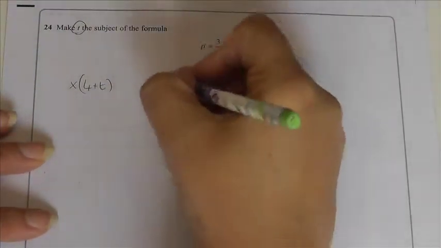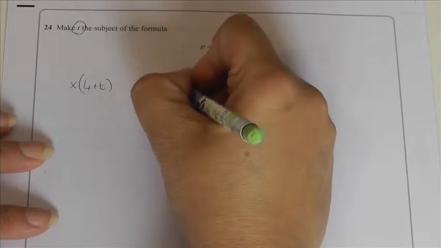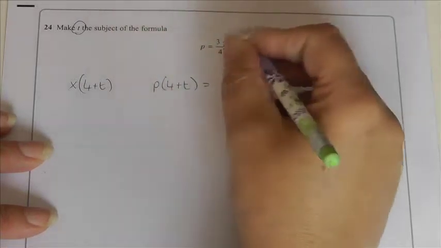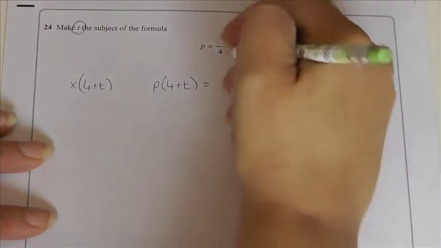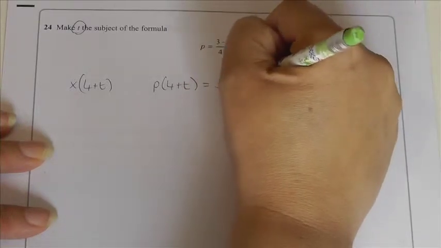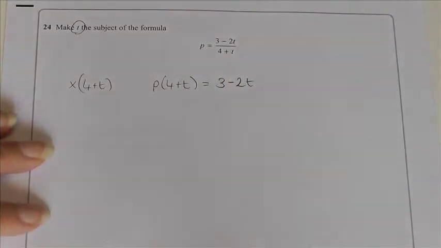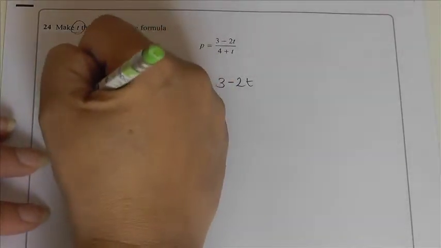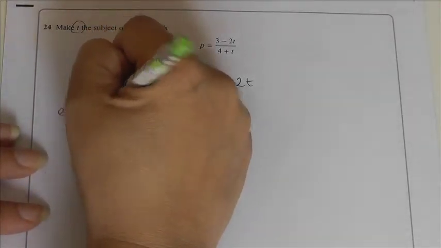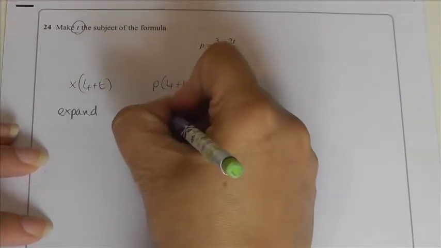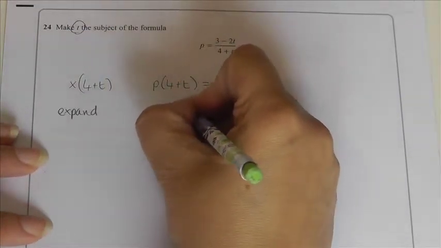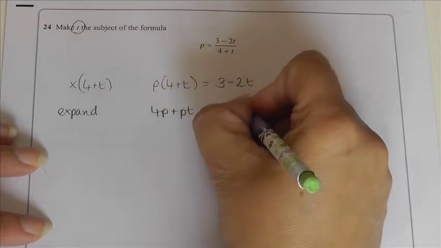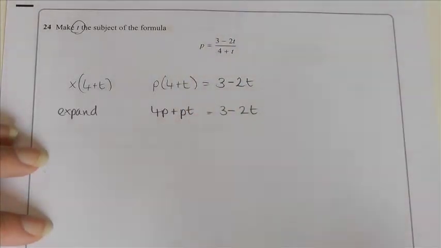So on the left hand side we are going to have p times 4 plus t. And on this side, it will just undo that division, leaving us with 3 minus 2t. So we've got no fractions anymore. Then I'm going to expand the bracket on the left-hand side, which is going to give me 4p plus pt. And that's going to equal 3 minus 2t.